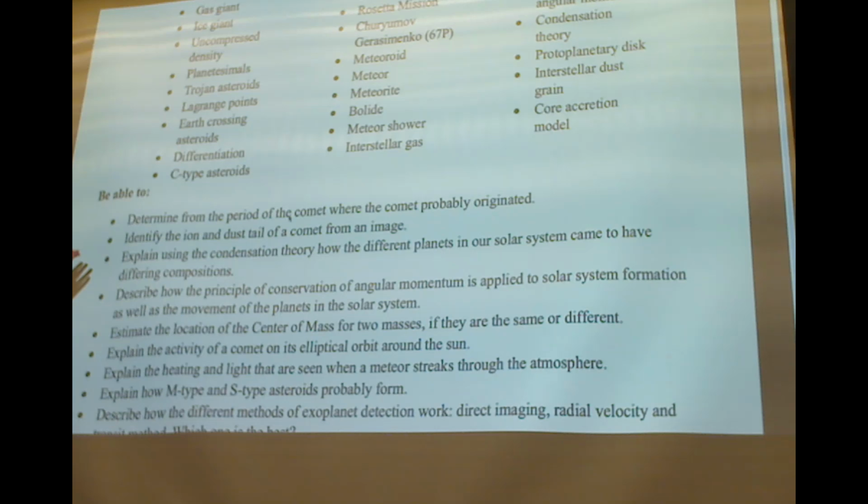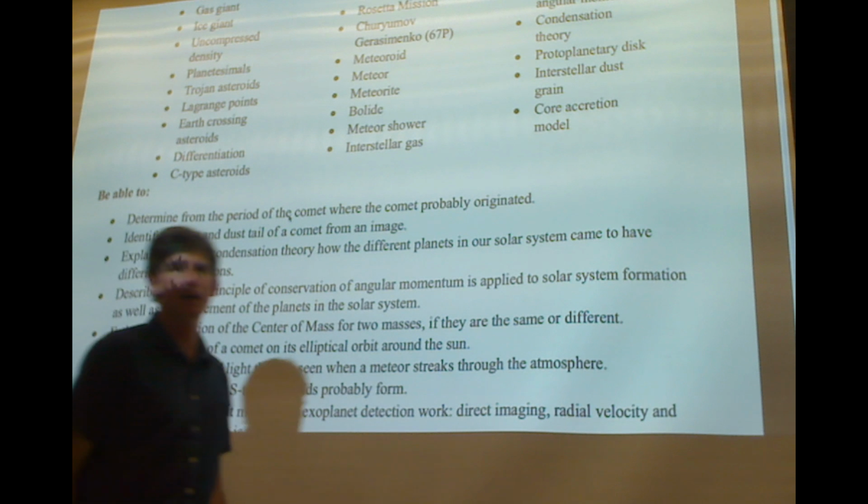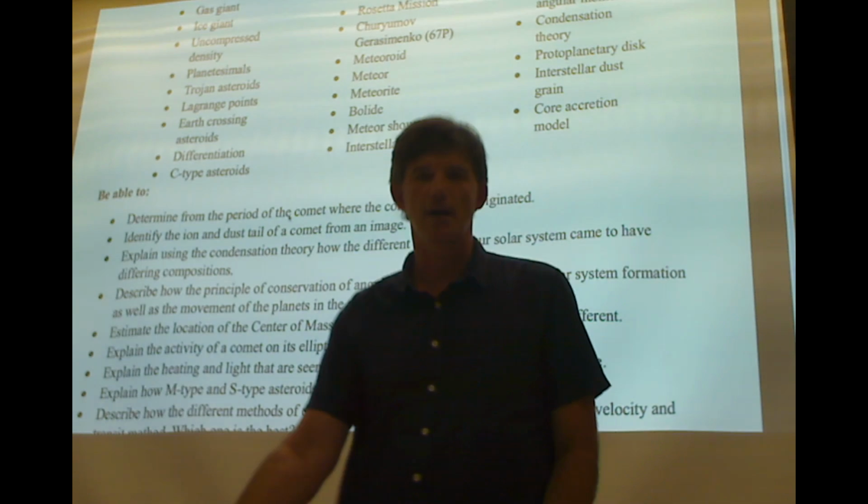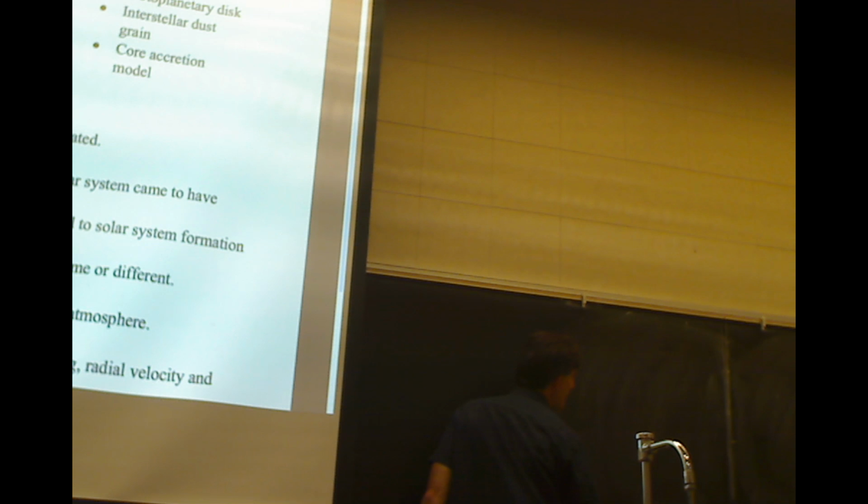Okay, identify the ion and dust tail from an image. I mentioned it before. Now it's in your study guide. You need to be able to take a look at a picture, and what will you see? Let's draw this picture. Here we go. Let me try this. What does a picture look like? You'll see a comet. There's a comet.